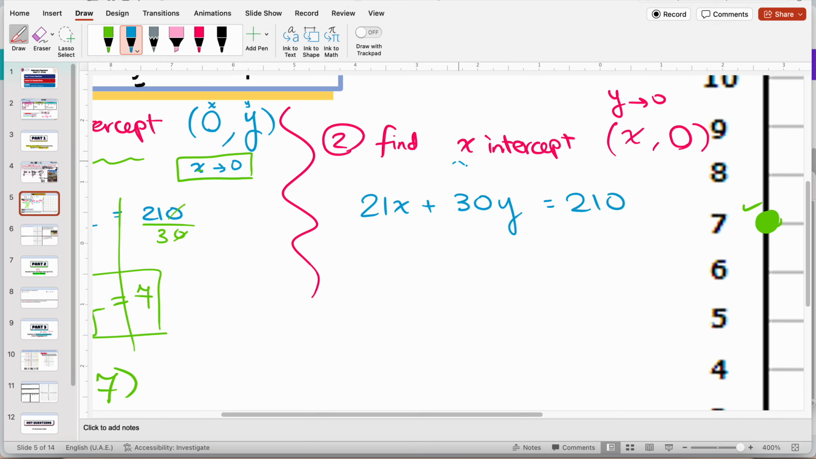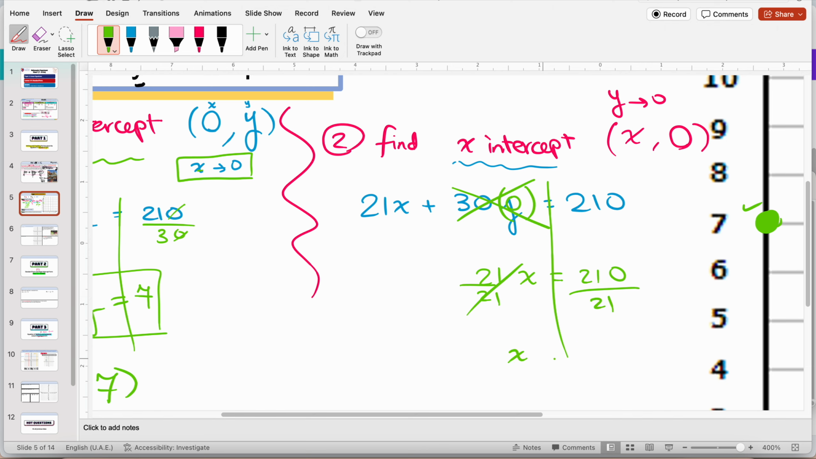Again, if I want to find the x-intercept, I'm going to substitute the y as 0. That will cancel it. Now what do we have left? We have, thank God, one variable: 21x equals 210. Now I can solve for x. Just divide by 21 on both sides. X equals 210 divided by 21, which is 10.